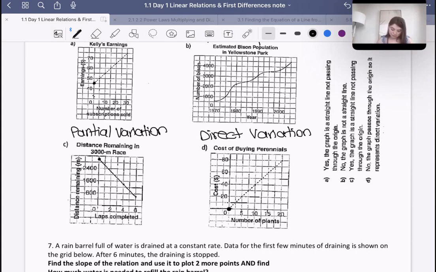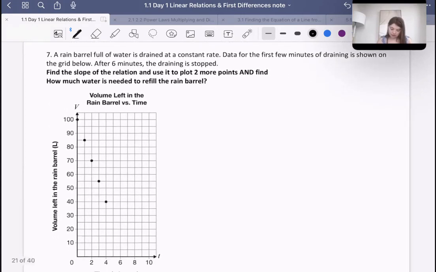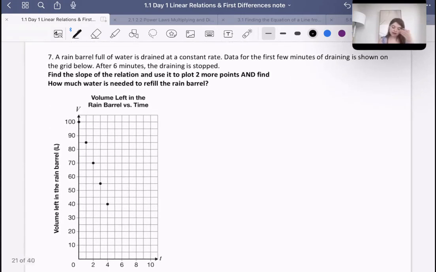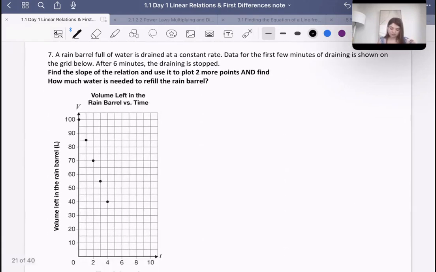Okay, let's move on to question number 7. Question number 7 says, a rain barrel full of water is drained at a constant rate. Data for the first few points of draining is shown on the grid below. After 6 minutes, the draining is stopped. Find the slope of the relation and use it to plot 2 more points and find how much water is needed to refill the rain barrel. Okay, so that's a lot. So let's break this down.